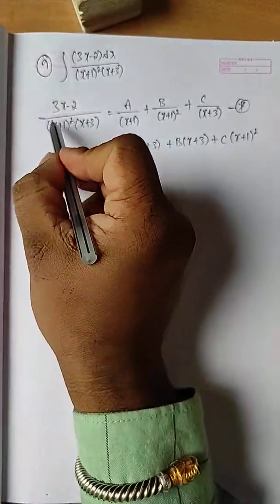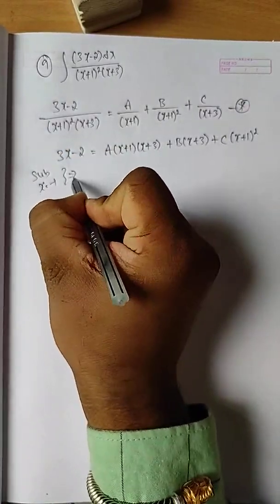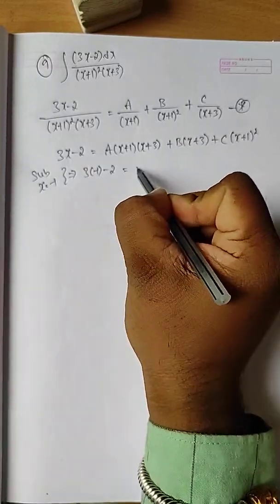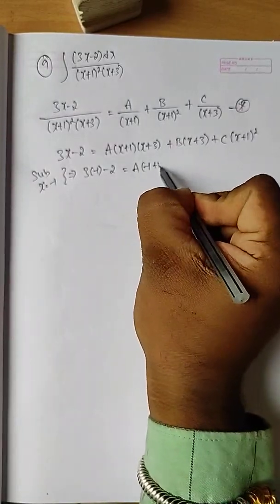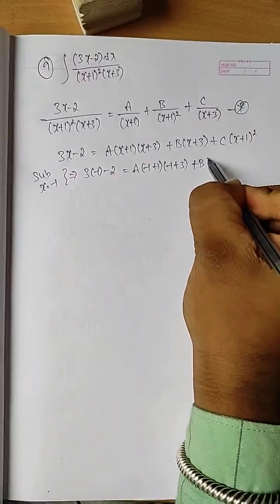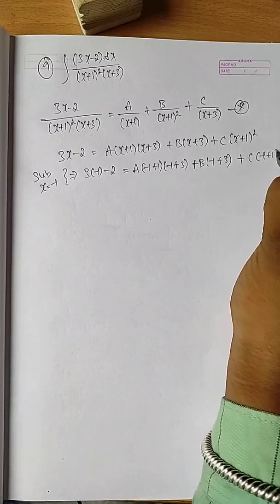So what is the substitution for x plus 1? You want to substitute x is equal to minus 1. If you substitute x is equal to minus 1, so 3 into minus 1 minus 2 is equal to a into minus 1 plus 1, minus 1 plus 3, plus b into minus 1 plus 3, plus c into minus 1 plus 1 whole square.